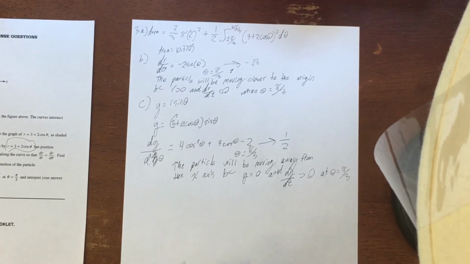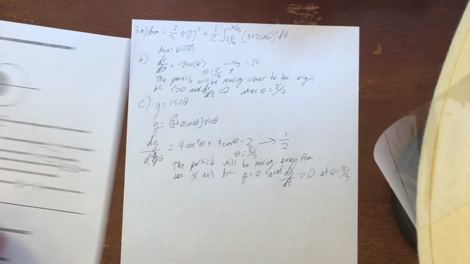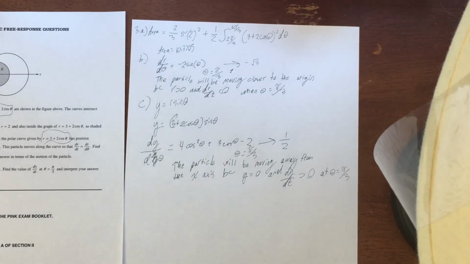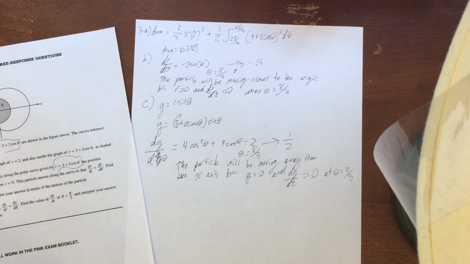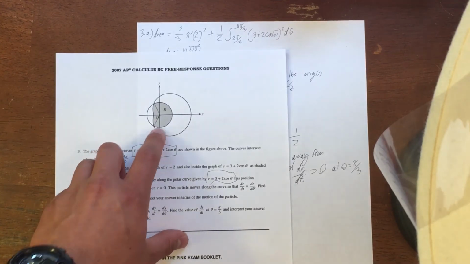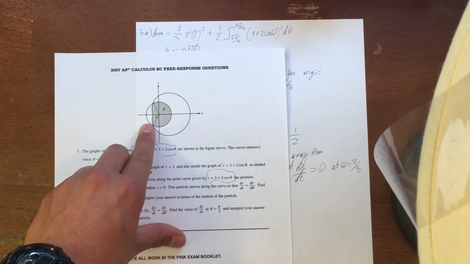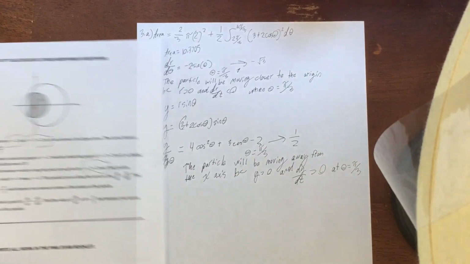So this is the correct answer for question 3 from the 2007 AP Calculus BC free response. The only thing I would look out for really in this problem, because it's pretty straightforward, is that this is not a half circle, this is a 2/3 circle. That would be the only thing I would look out for on this problem.